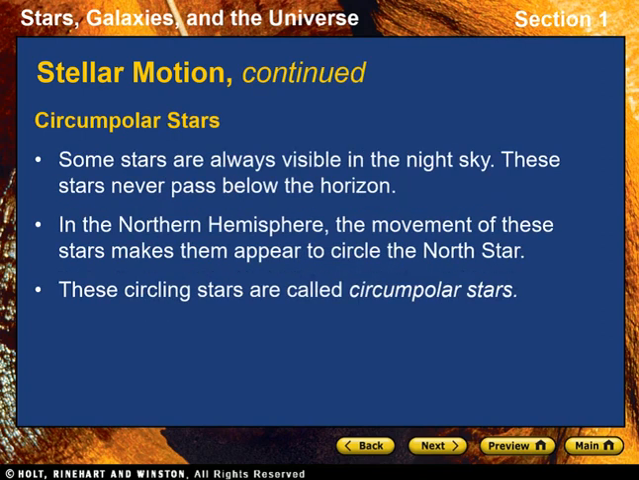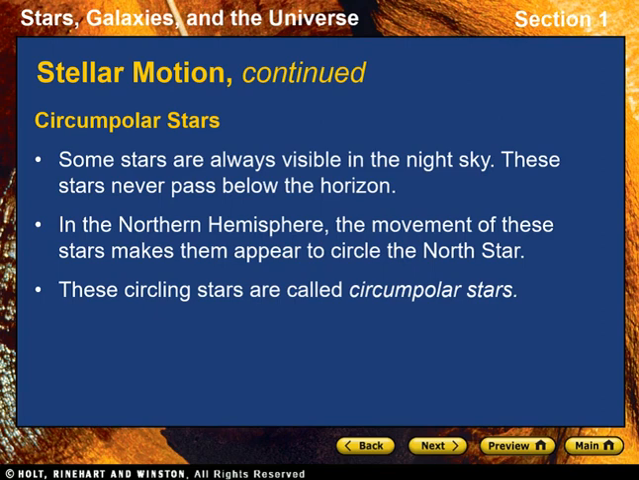Circumpolar stars. Some stars are always visible in the night sky. These stars never pass below the horizon in either their nightly or annual movements. In the northern hemisphere, the movement of these stars makes them appear to circle Polaris, the North Star. These circling stars are called circumpolar stars.